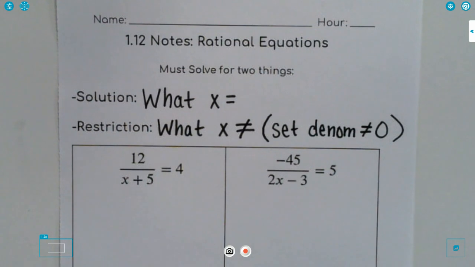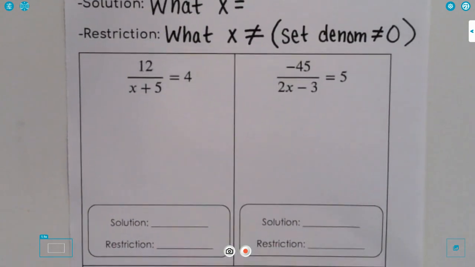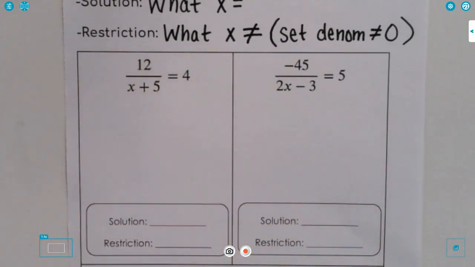All right, so we are going to solve each equation. We're going to figure out what x equals. We're going to figure out what x cannot equal by setting our denominator equal to 0. So for an equation that looks like this, where we've got an x in the bottom of a fraction, the first thing that we need to do is get that x out of the bottom of our fraction. So we've got x plus 5 at the bottom of our fraction.